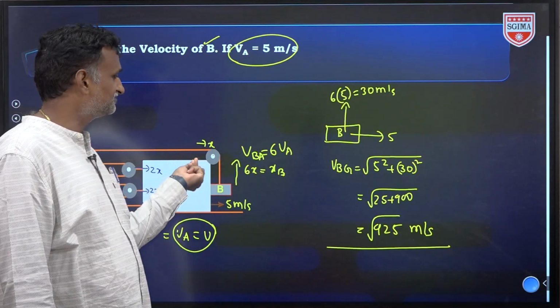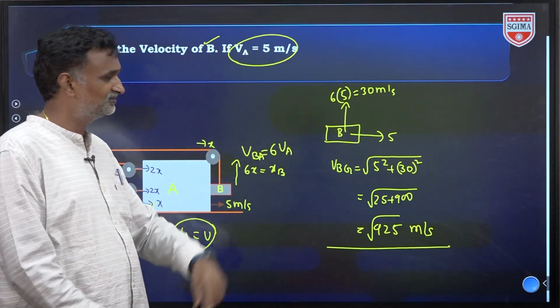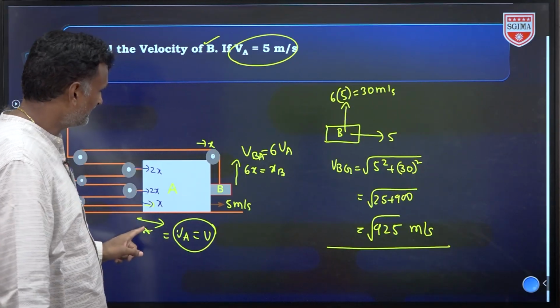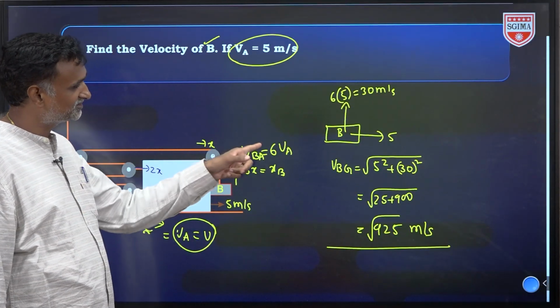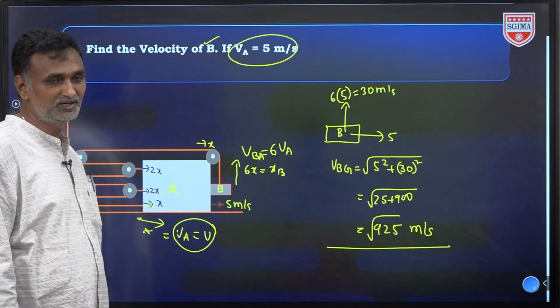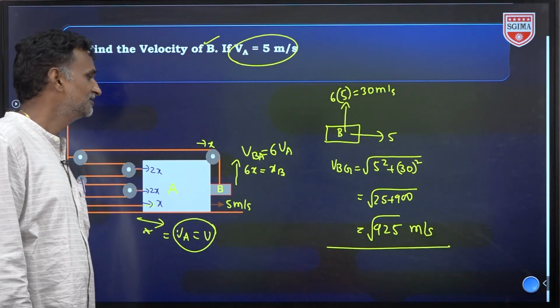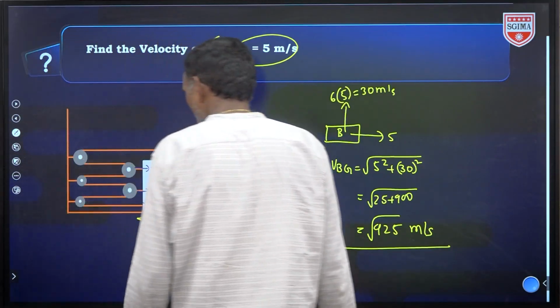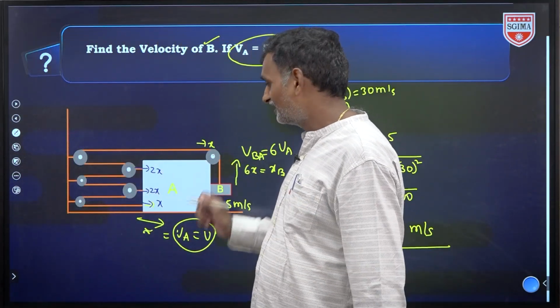But B block with respect to A, simply we can take 6 times of VA. That's it, because A covers a displacement x, then B covers a displacement 6x. So differentiating this x value, we will get a velocity. Okay na? So now one more trick I can say to you to find out the velocity of B.